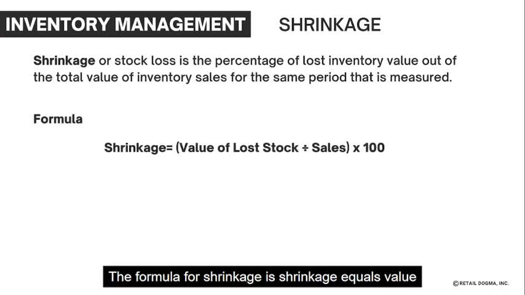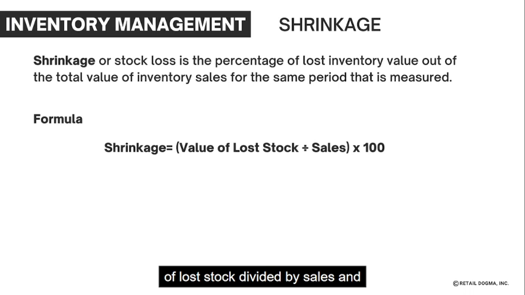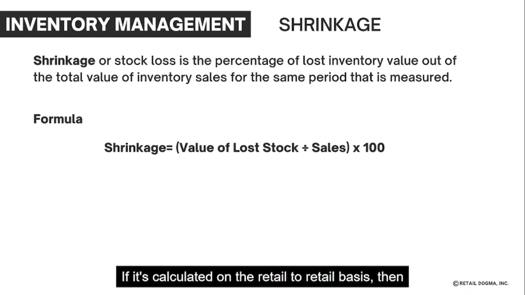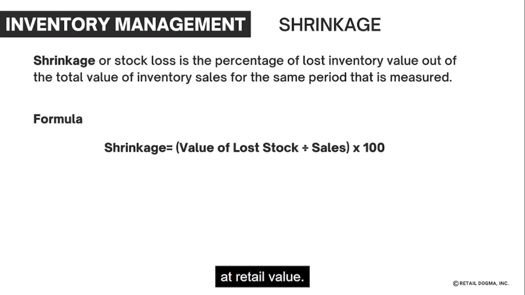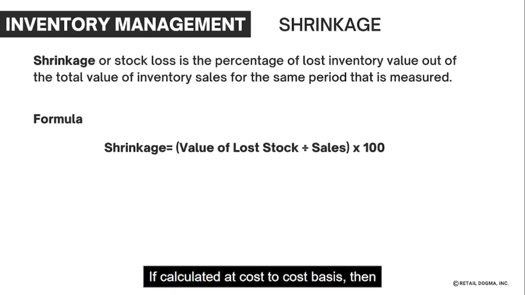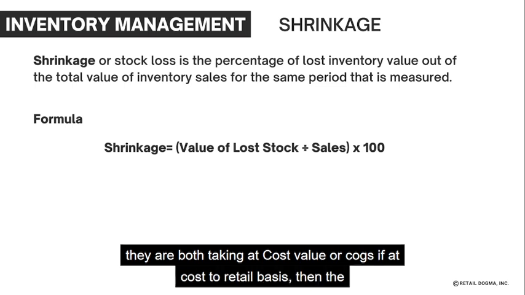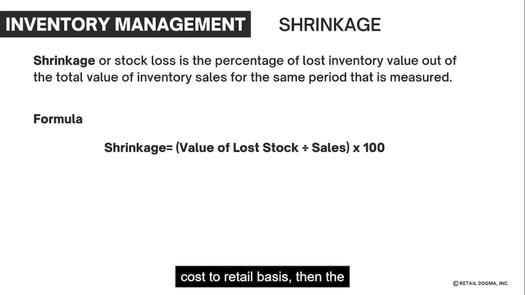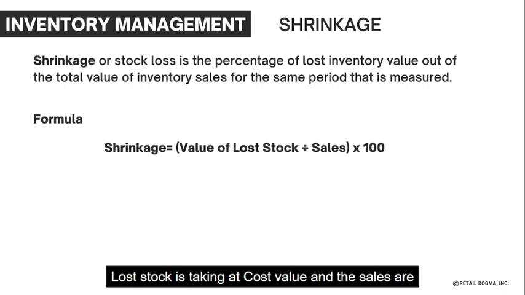The formula for shrinkage is shrinkage equals value of lost stock divided by sales and multiplied by 100. If it's calculated on retail-to-retail basis, then both the lost stock and sales are taken at retail value. If calculated at cost-to-cost basis, then they are both taken at cost value or COGS. If at cost-to-retail basis, then the lost stock is taken at cost value and the sales are taken at retail value.